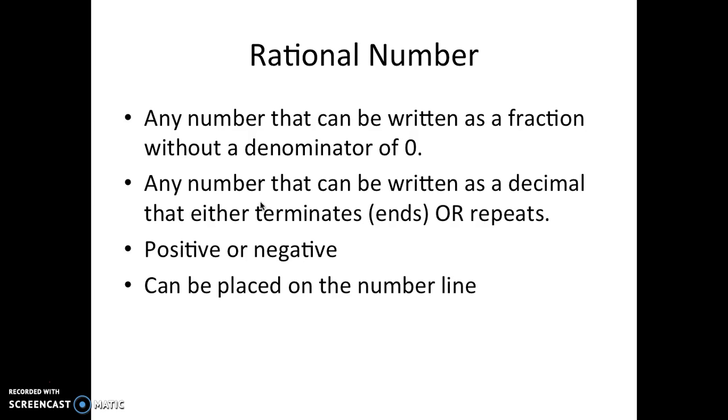Another point to rational numbers is that they can be either positive or negative. Both positive or negative numbers are rational numbers. Positive or negative numbers that can be written as a fraction, that is. Let's clarify that. And last but not least, all of these numbers can be placed on a number line. They can be placed exactly at a point on a number line.